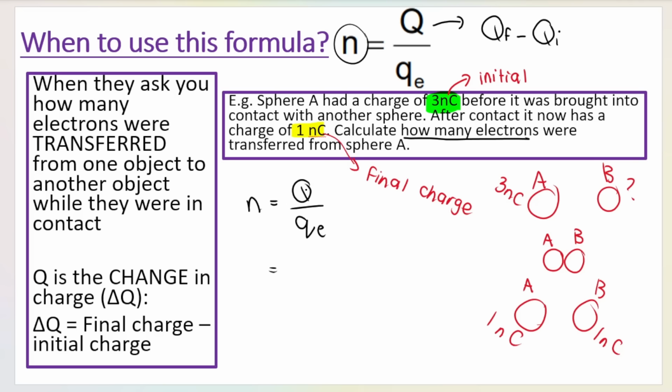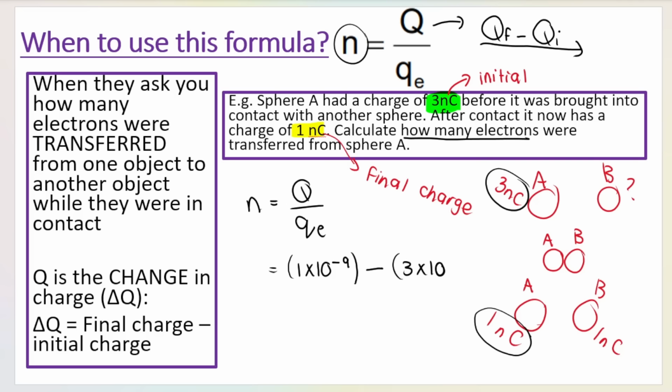So what was your final charge? Your final charge was 1 nanocoulomb. Remember, that is 1 times 10 to the power of negative 9, converted to coulombs, nano, 9. Final minus initial. We are minusing the initial charge, which is 3 times 10 to the negative 9. So you ended up being 1, that's your final, minus what you started with, divided by the charge of an electron. Remember, whether I put it in as a negative or a positive does not make a difference. But your answer for N cannot be negative.